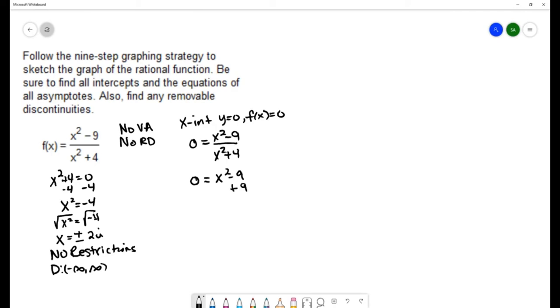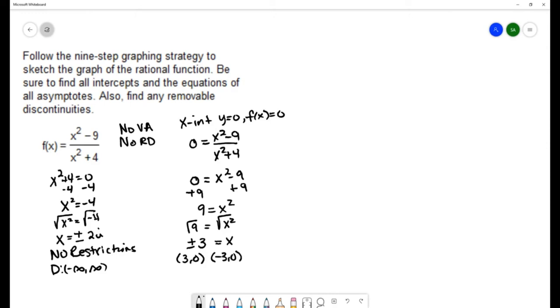I can solve this by isolating the square. I'll add 9 to both sides. That gives 9 equals x squared. I'll square root both sides, and the square root and the square cancel each other out. I gain that plus or minus symbol on the other side, and we have plus and minus 3. Square root of 9 is 3. So we have two x-intercepts, one at (3, 0), and the other at (-3, 0).